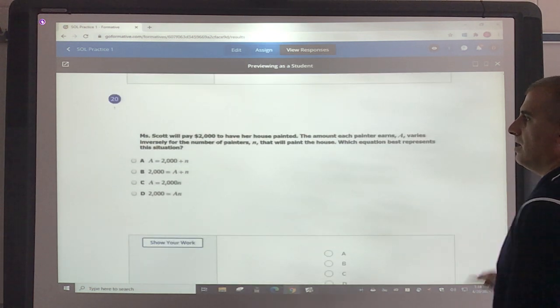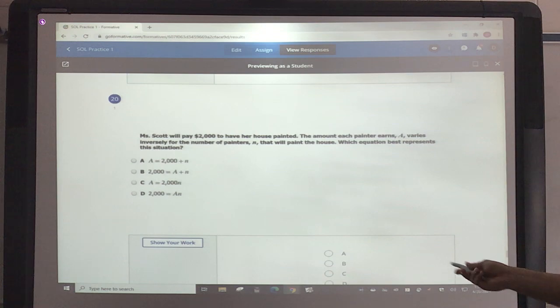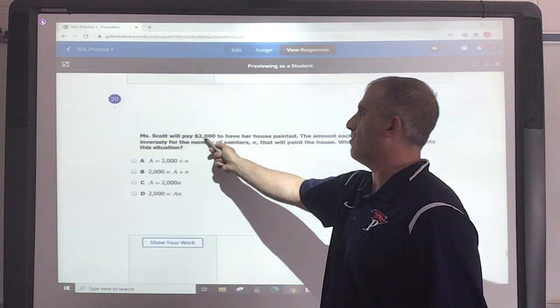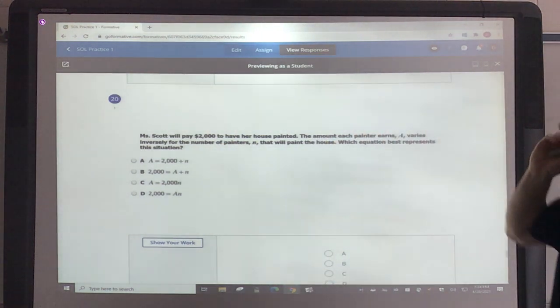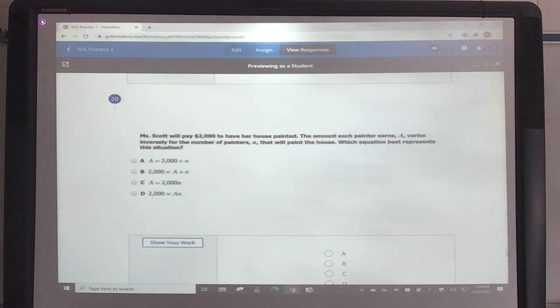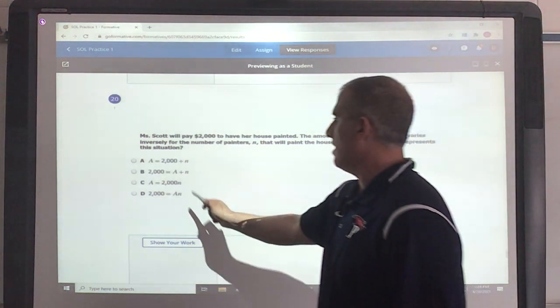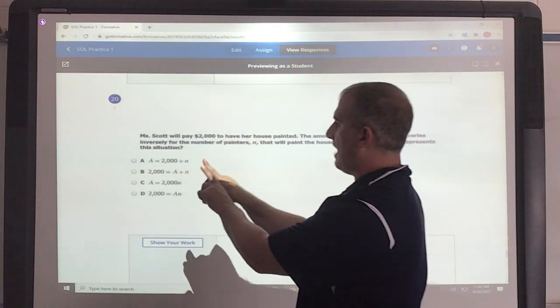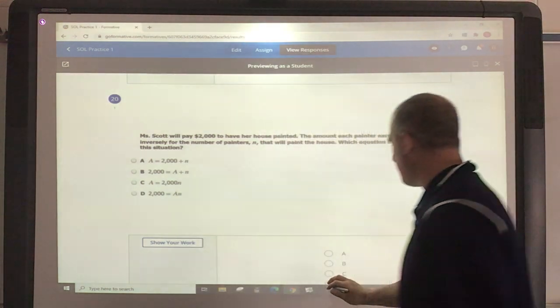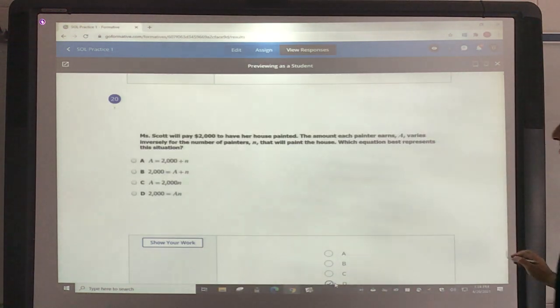Question 20. This is sort of a trick question. You got to read the words. Okay? It says Scott will pay $2,000 for a house painted. The amount each house earns varies inversely. So remember, inversely, the variables have to be together. So the only possible answer for that is answer D.